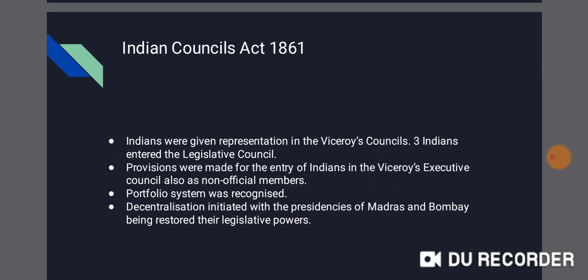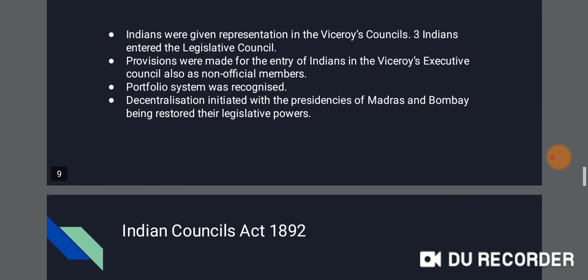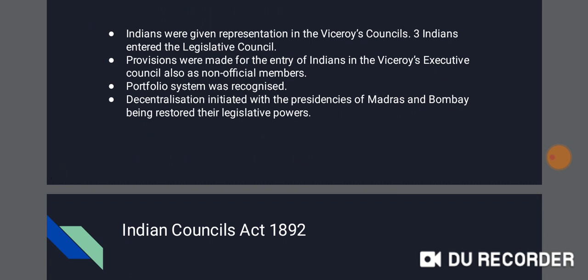Indian Councils Act 1861. Indians were given representation in the Viceroy's Council. Three Indians entered the Legislative Council. Provisions were made for the entry of Indians in the Viceroy's Executive Council, also as non-official members. The portfolio system was recognized. Decentralization was initiated, with the presidencies of Madras and Bombay being restored their legislative power.